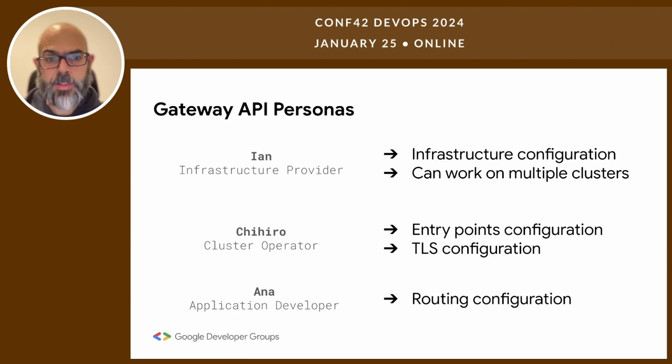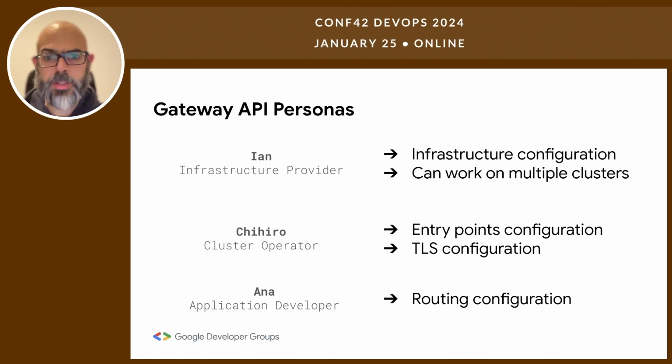First of all, Jan, the infrastructure provider, has the responsibility of configuring the infrastructure and can work on multiple clusters. So we see that here the design is totally different, because for the first time we are thinking about working on the configuration of multiple clusters. And the whole API is designed around this kind of possibility.